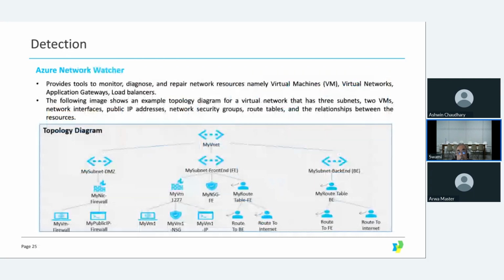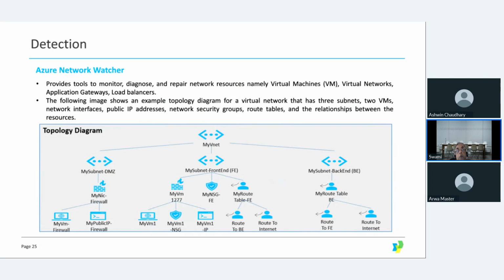And now coming back, the other one is the Network Watcher. Network Watcher is going to be looking at the networks, the virtual networks that you create, and what items or resources you have connected to the virtual network. All that will be taken care of by this Network Watcher. They provide tools to monitor, diagnose, and repair network resources, namely virtual machines, virtual networks, application gateways, load balancers, etc.